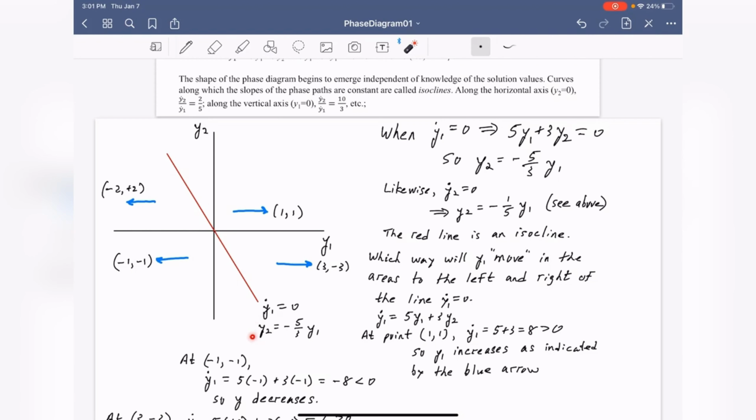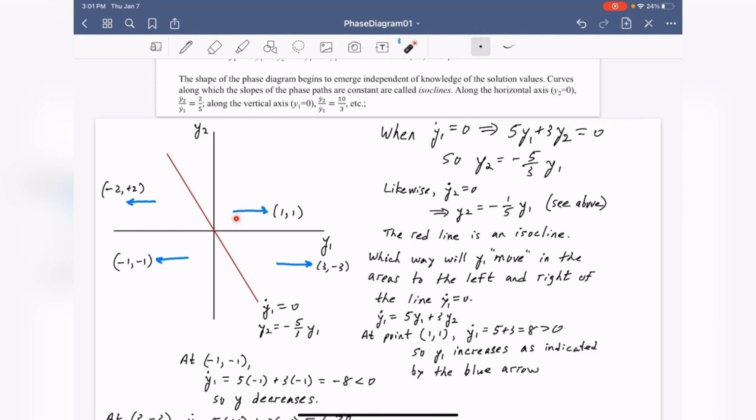So we're only going to look at this one for now, and we ask which way will y1 move in the areas to the left and right of the line, y1 dot 0. So remember, y1 dot is equal to 5y1 plus 3y2. So let's pick some points. So let's pick point 1, 1, which lies around here.